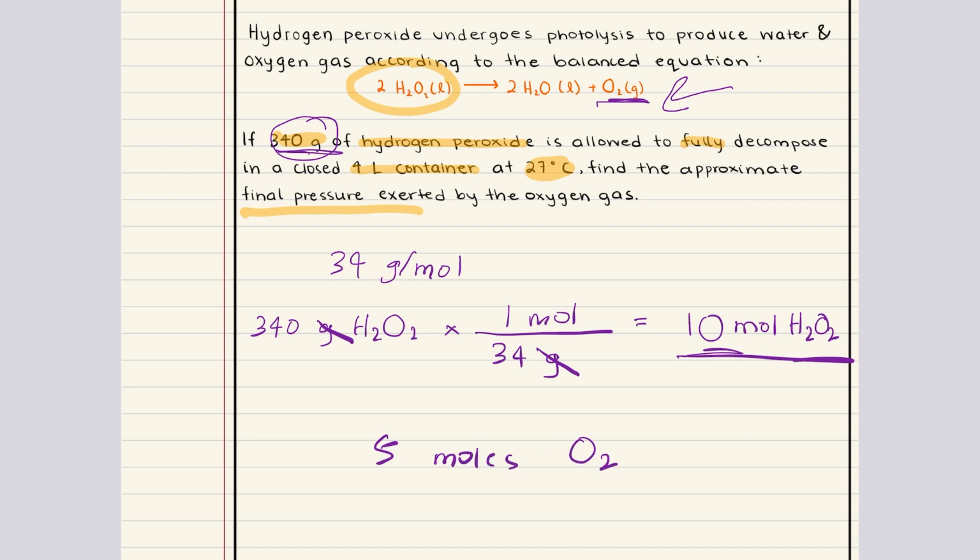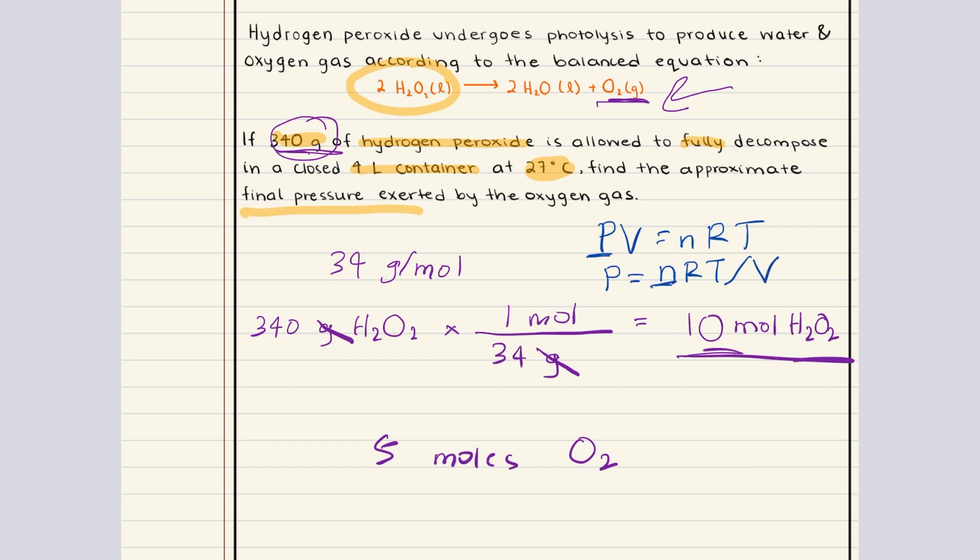Now we can use our ideal gas law to solve for the final pressure. We use the ideal gas law here because this is not under STP conditions, so we can't just say the pressure is 1 atmosphere and call it a day. Instead, we have to use our ideal gas law. Our ideal gas law is PV equals nRT. Since we're solving for pressure, we can isolate the variable. P is equal to nRT divided by V.